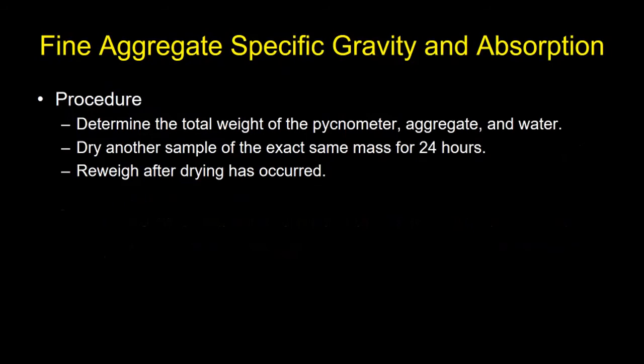You determine the total weight of the pycnometer, aggregate, and water, and dry another sample of the exact same mass. So what Jason did is he emptied out the pycnometer of 500 grams and all the water, and then was going to put it in the oven for 24 hours. That's one way to do that. The other way in lab is we would ask you to do two 500-gram samples. So one of the 500 grams would go into the pycnometer to determine a submerged weight, and the other one we would just put in a pan and go put it in the oven.